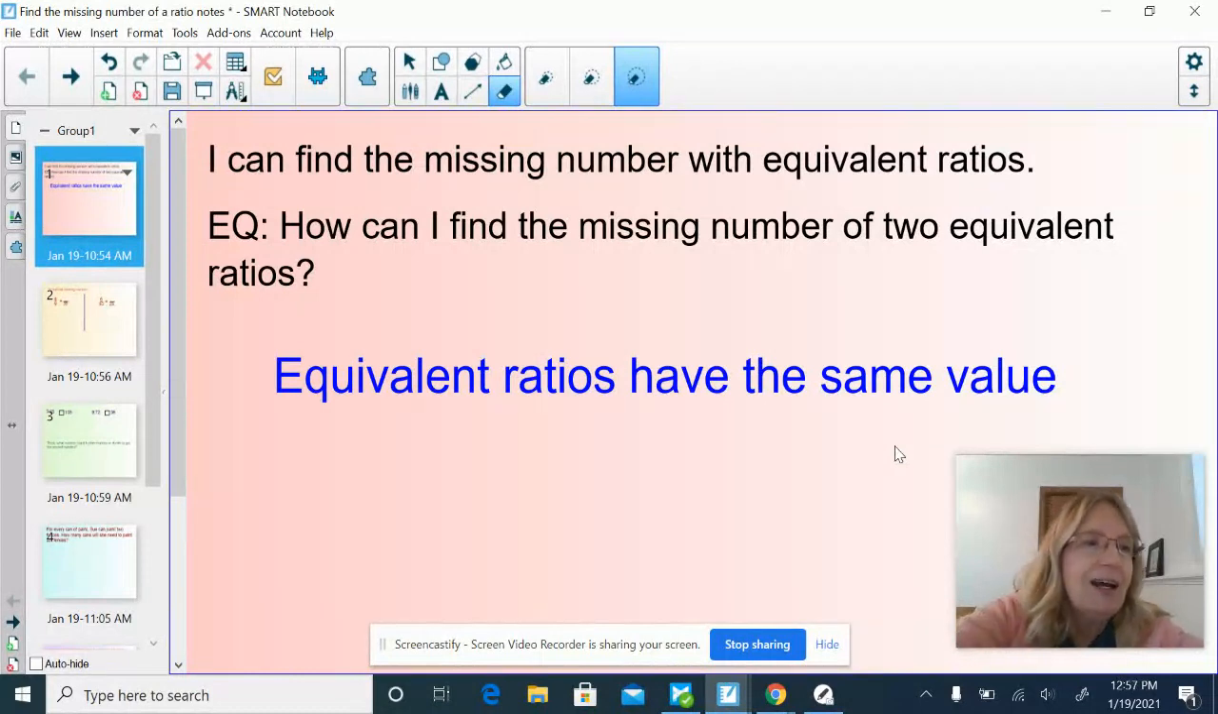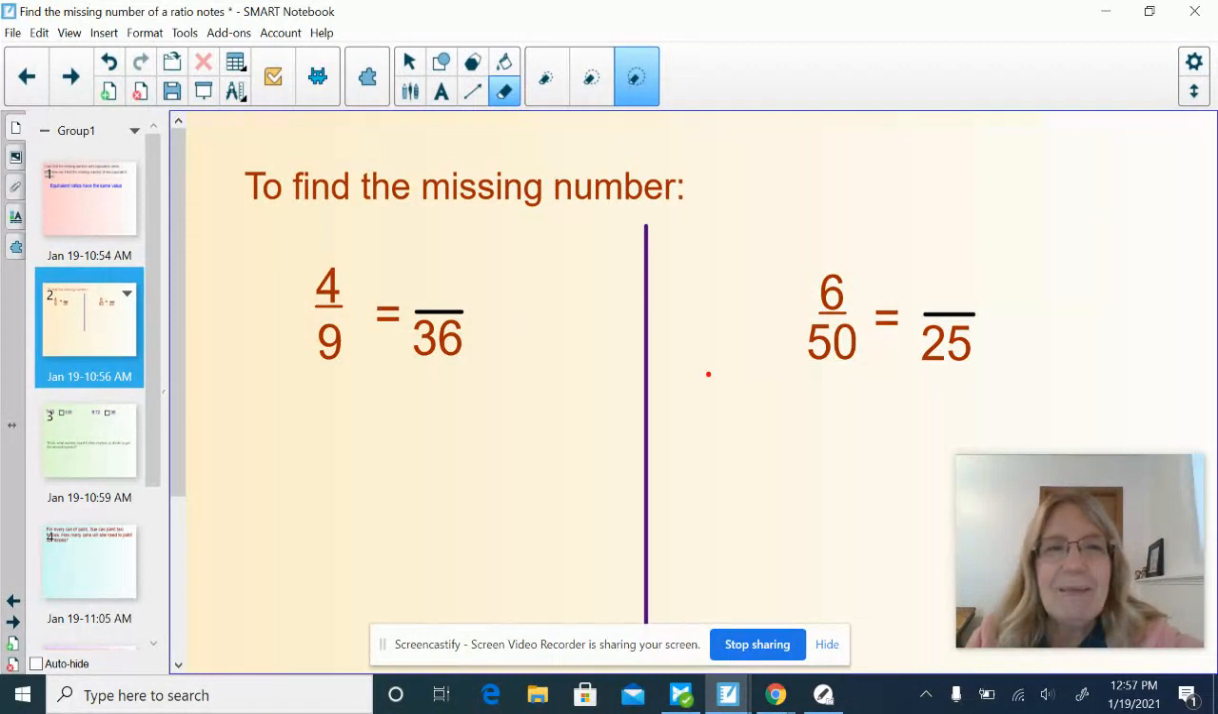Okay? All right. To find the missing number, I'm actually going to demonstrate this the easy way, but I'm also going to demonstrate it the pre-algebra way because I want you to know why it works. So equivalent ratios mean that the numerator has the same ratio or proportion as the denominator. And I don't even know if in ratios you call them numerators and denominators, but I'm still going to use those words as far as their place.